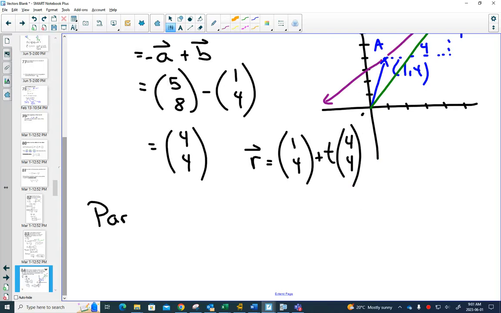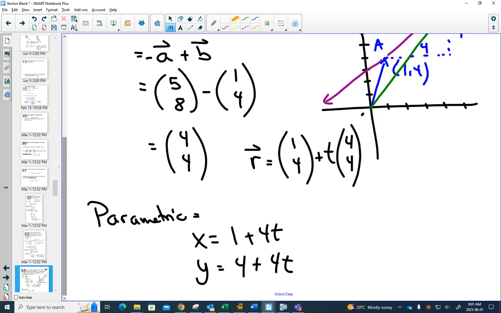Parametric. Your x would be 1 plus 4t. Your y would be 4 plus 4t. So is it wrong if you change this to 1 and 1? Can you see that your parametrics would be 1 plus 1t and y would be equal to 4 plus 1t? It would be a different equation for x's and y's, but they will work out to the same thing.